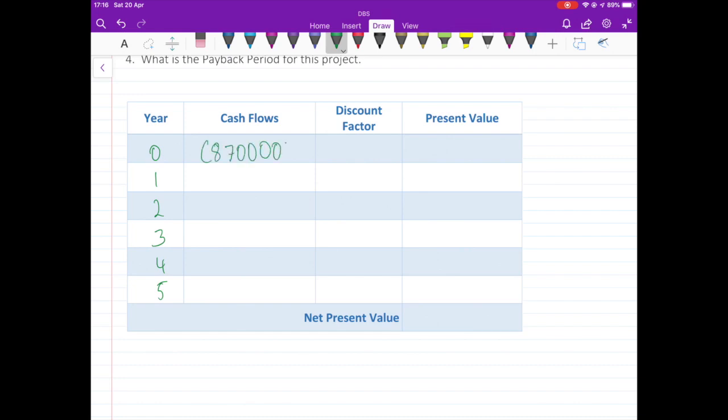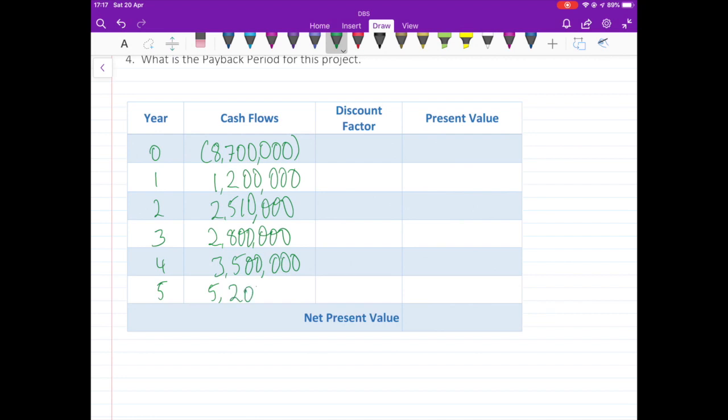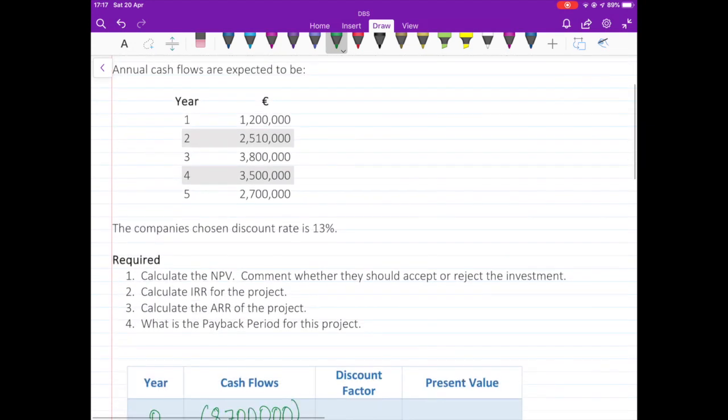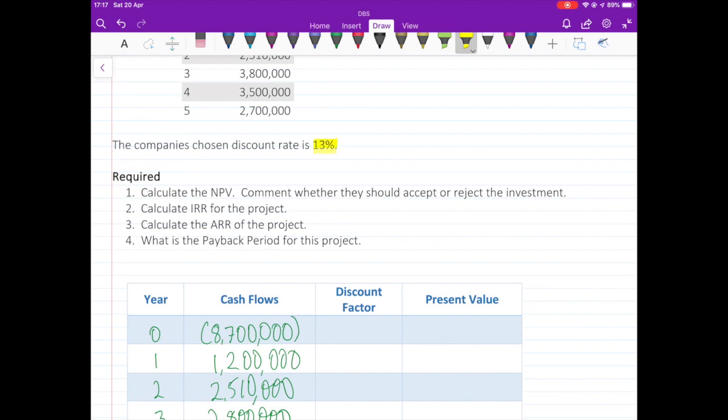So initially, there's a cash outflow of €8,700,000. Then each period there is a cash inflow as well. So year 1, that's 1.2 million. Year 2, 2,510,000. In year 3, 3,800,000. Year 4 is 3,500,000. And while there is a cash inflow of 2,700,000 in year 5, we will also sell the factory for 2.5 million. So the total cash inflow in year 5 will be €5,200,000. The chosen discount rate, as we said, is 13%.